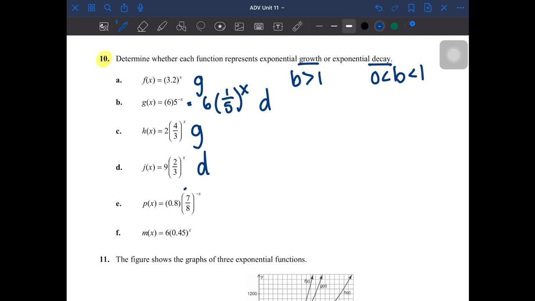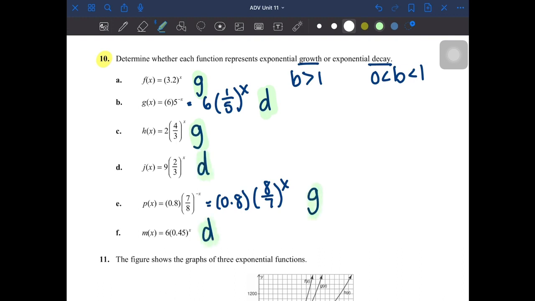This one right here, please be careful. If it's to the negative x, that means they swap. So this is going to be 0.8. And if it's to the negative x, this is going to become 8/7 to the x. Therefore, this is growth. Okay? And lastly, we have a decimal that's in between 0 and 1, so this is going to be decay. Don't let the negative exponents fool you. Okay?